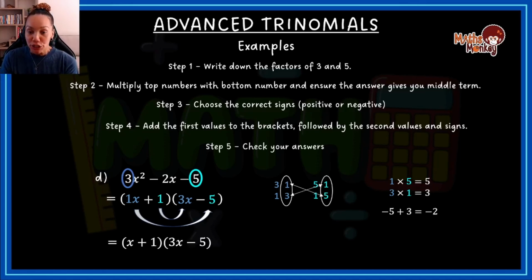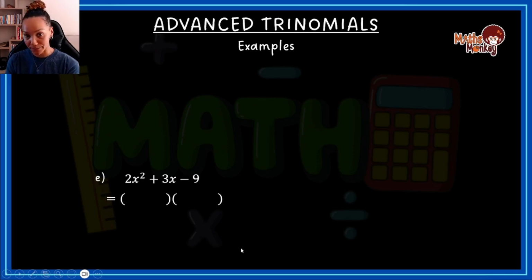Okay, so then the last step is to check your answers. The way you'll check, you always say the last terms multiplied by each other must give me that. So I've got 3 multiplied by -5 gives me -5, so that's correct. And then -5 plus 3 gives me -2, and that means that this is correct. Okay, so let's try another example.